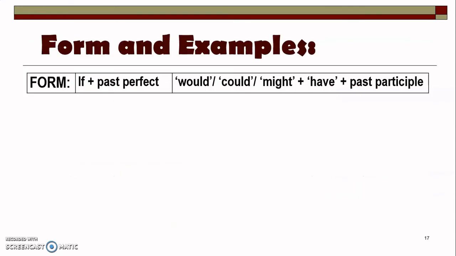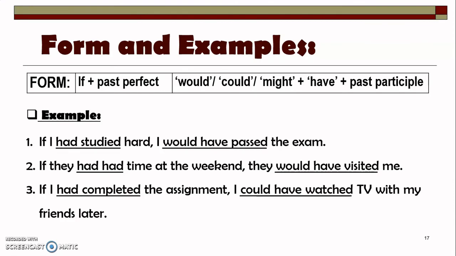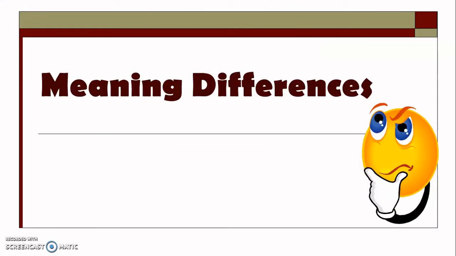The form of this conditional type is, in the conditional clause you use if plus past perfect tense, and in the main clause you use would, could, might plus have plus past participle. Let me give you some examples. If I had studied hard, I would have passed the exam. If they had had time at the weekend, they would have visited me. If I had completed the assignment, I could have watched TV with my friends later. So this is how you can use the four conditional types.